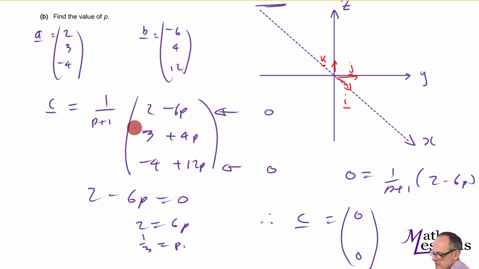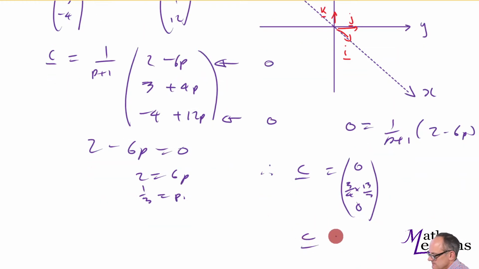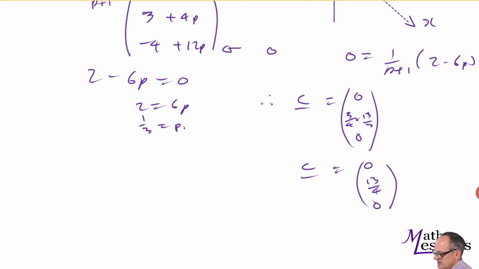And we're going to make P equal to 1/3, so we're going to get 1 divided by 4/3, which is 3/4, times by what we got here. We got 4/3 plus 3/3, that's 13/3. So therefore, we're going to get C is equal to 0, 13 over 4, 0. Or if you like to write it in ijk terms, C will just equal 13 over 4 k. We don't need to write the i's and the j's because they're both equal to 0.